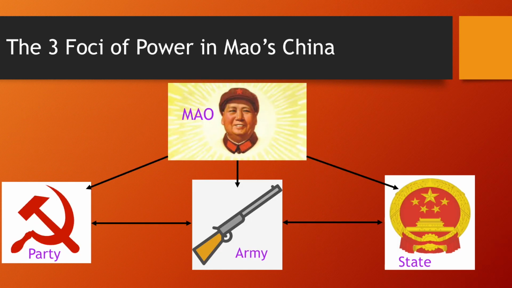Now, what you can consider to be the three foci of Mao's power within the PRC, the People's Republic of China, are the party, the army, and the state, all interlinked and all under the authority of Mao. You could also consider these to be Mao's power base. Of course, you could use other factors like the ideology of democratic centralism or propaganda and censorship. That's always big in communist dictatorships, the propaganda and the censorship.